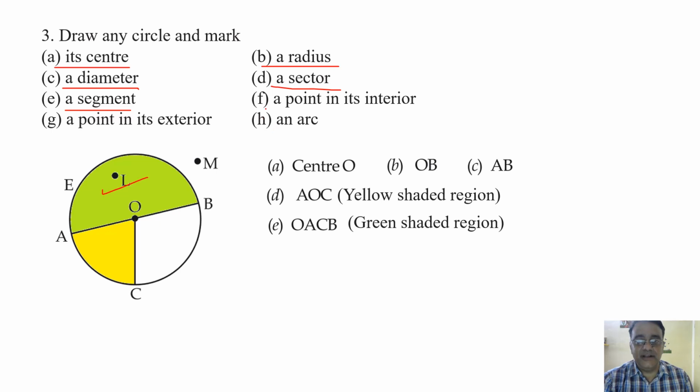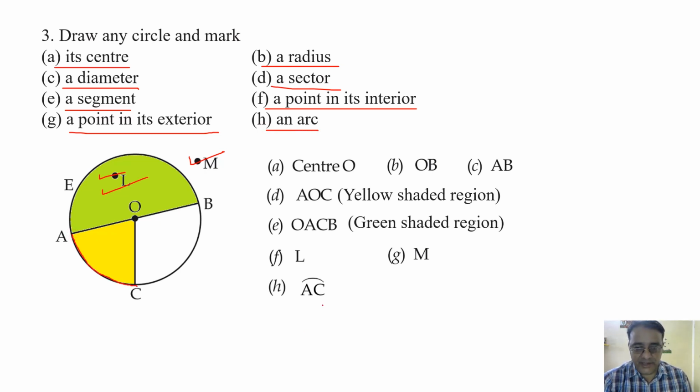Next is a point in its interior, L, right? A point in its exterior, M, right? Now next one is arc. In arc we can also say, this is also an arc, AC. We represent it like this. Okay? So this is question number 3. Now we are moving toward the last question of the exercise.